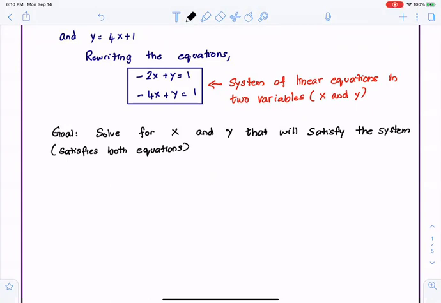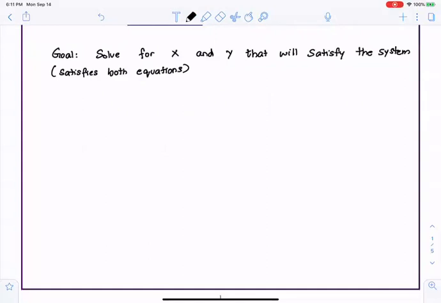In other words, say I have a value for x and I have a value for y. I plug it in the first equation, I must get 1 on the right-hand side. I plug it in the second equation, I must get 1. Unless both of them are satisfied, we don't have a proper solution. So the goal is to find values of x and y that satisfy the system. What does it mean? I mean, we could find a solution, we could find x and y, but what is the meaning of that solution?